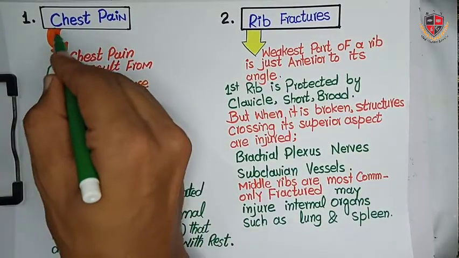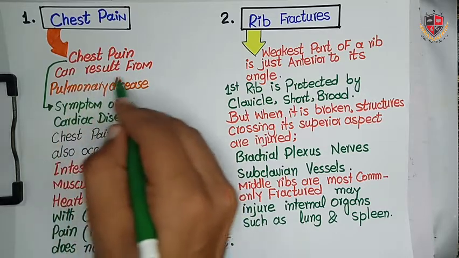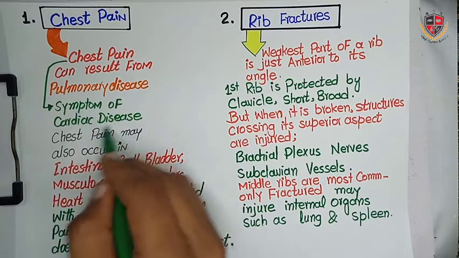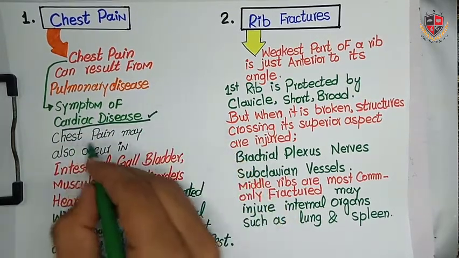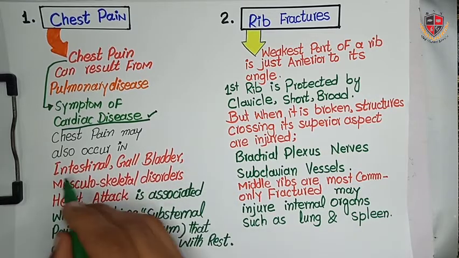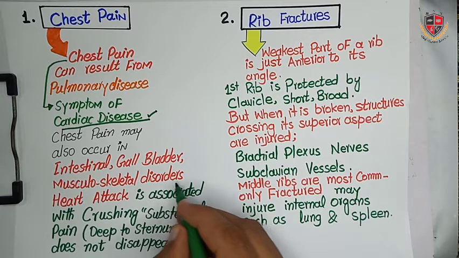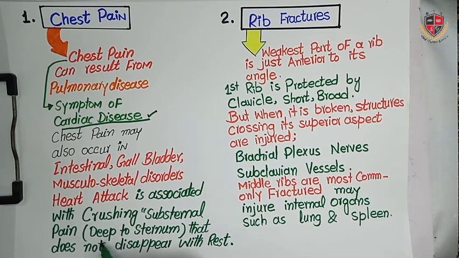The first clinical is chest pain. The chest pain can result from pulmonary diseases. Chest pain is the main symptom of cardiac diseases. Chest pain may also occur in intestinal, gallbladder, musculoskeletal disorders. Heart attack is associated with crushing substernal pain, which is deep to the sternum, that does not disappear with rest.